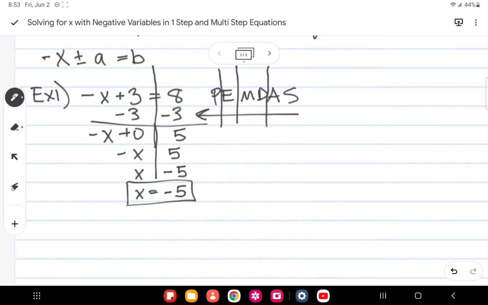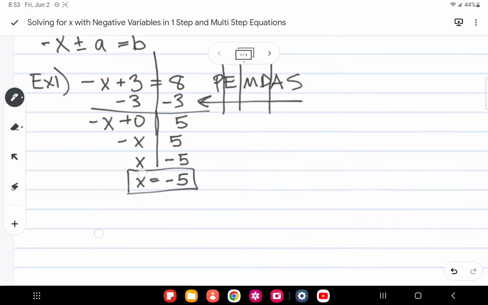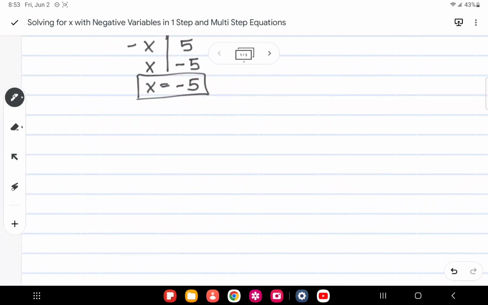Okay? You're more than welcome to pause, as always. However, I will move on to the next example for you to do. Example 2. 10 minus x equals 4. You're more than welcome to pause this video if you would like and work through it, and unpause it once you are ready for the explanation.